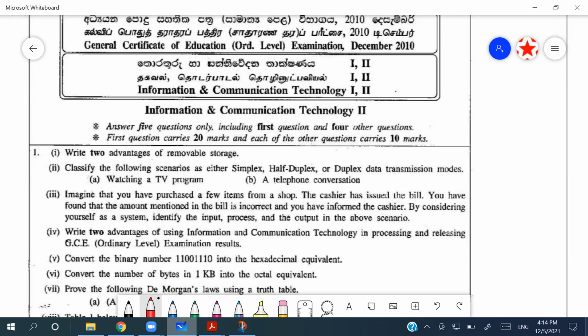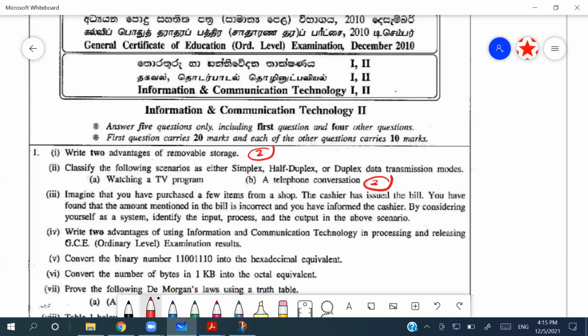Telephone conversation, clearly the duplex, right? They can communicate to both sides simultaneously at the same time, right? So A is simplex, B is duplex, right? So 2 marks again, right? So 2 marks for this and 2 marks for this.